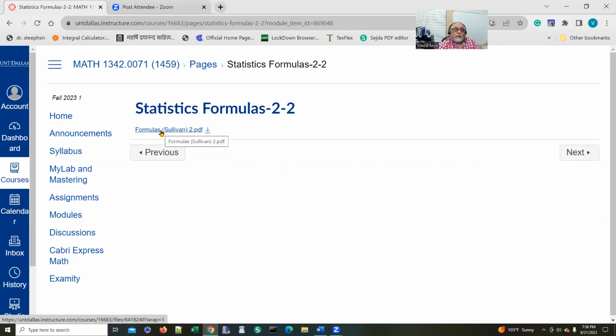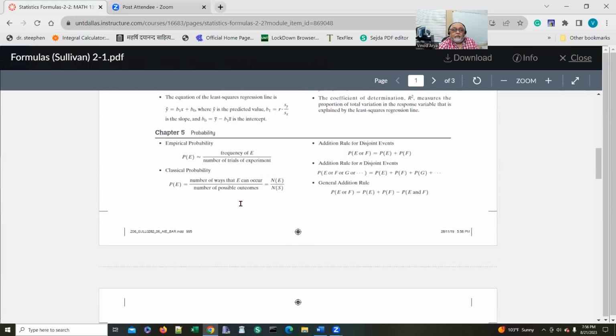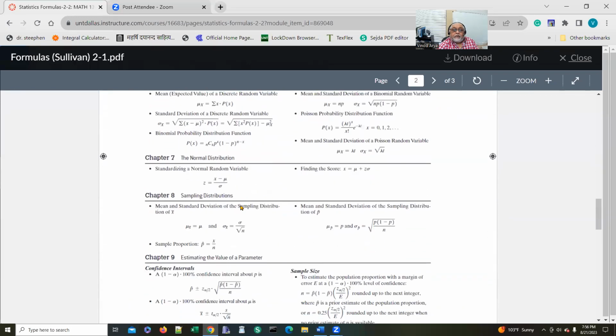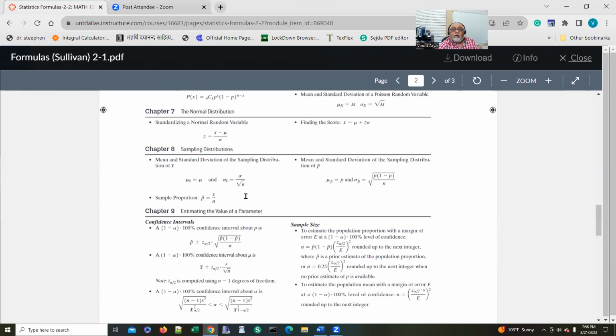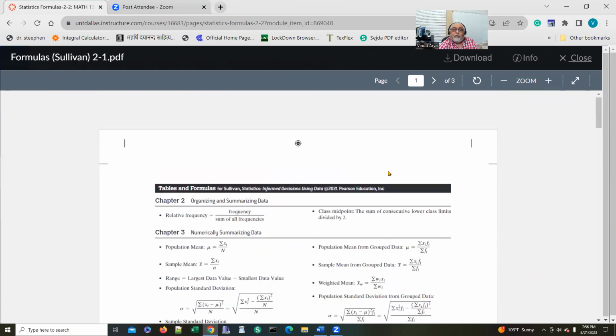Okay, here is a formula sheet, so formulas for all the chapters here. So you can use this sheet. Maybe you can print that and keep it in your folder so that it is handy, but it is right in front of you in the module section also.